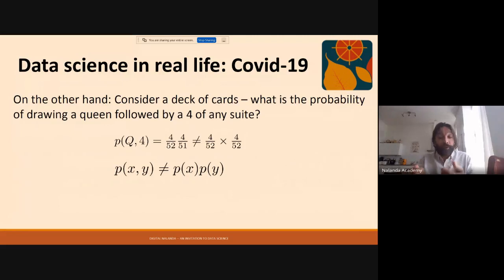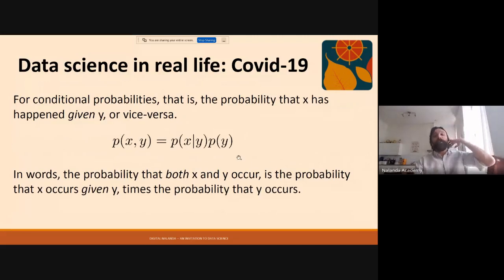The example here is when you play cards and somebody asks, what is the probability of drawing a queen, and then after drawing a queen, what is the probability of drawing a 4? The probability of drawing a queen as the first card is 4 out of 52. But then the probability of pulling out a 4 is 4 over 51, because there's one less card. So it's not equal to the product of the independent probabilities. But if I drew both cards from two separate decks, then it goes back to being equal to the product.